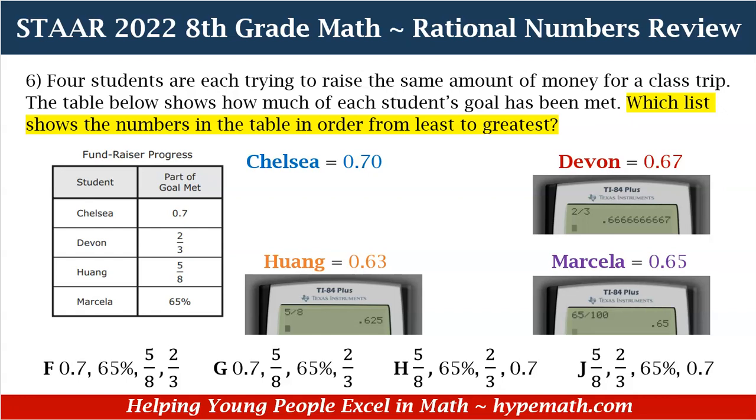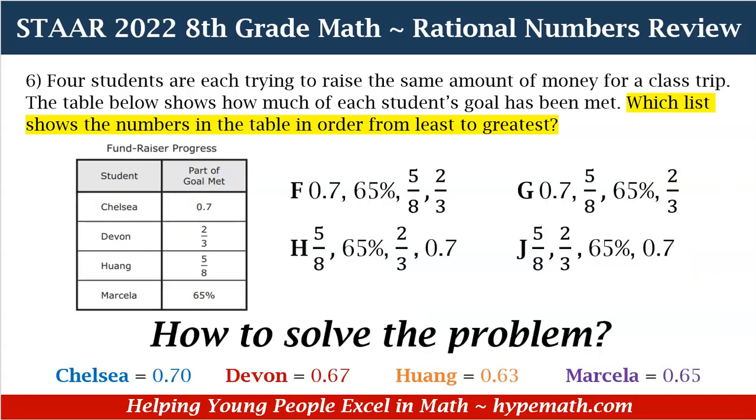And for Marcella, she is a percent. In order to convert a percent to a decimal, we are going to divide by 100. So 65 divided by 100 is 0.65, okay? So now we have all of our numbers in the same form. Now that we've done that, how are we going to solve the problem?